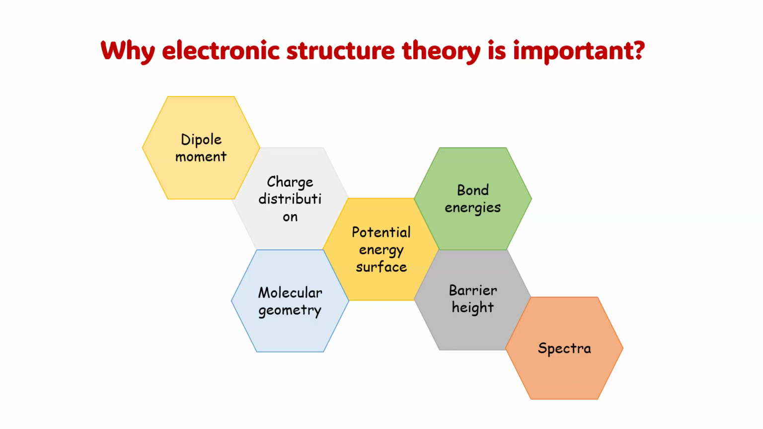Similarly, by knowing the electron energy of your system, you can predict properties like the potential energy surface, molecular geometry, bond energies, barrier height, like the activation energy, transition state energy, and various spectral properties. You can study all those kinds of things by applying the Born-Oppenheimer approximation. Therefore, this electronic structure theory is very important to understand the electronic structure of your system. I hope it is clear to you. Let's move on to the next slide.